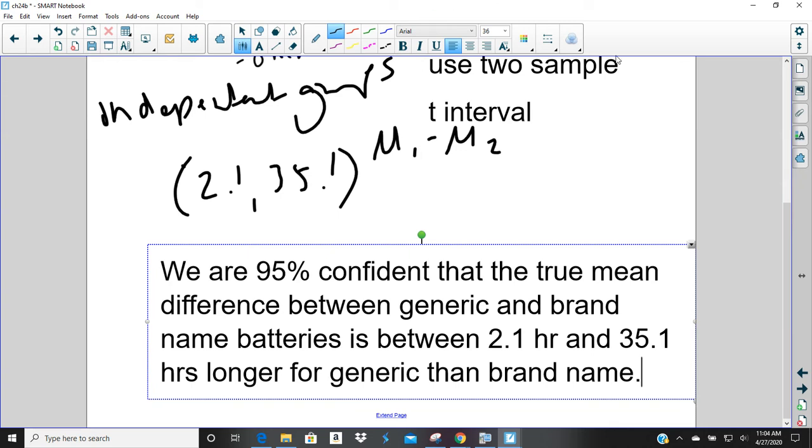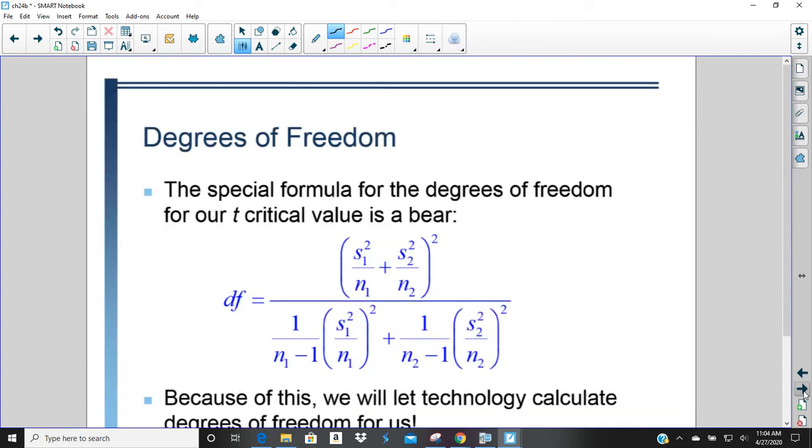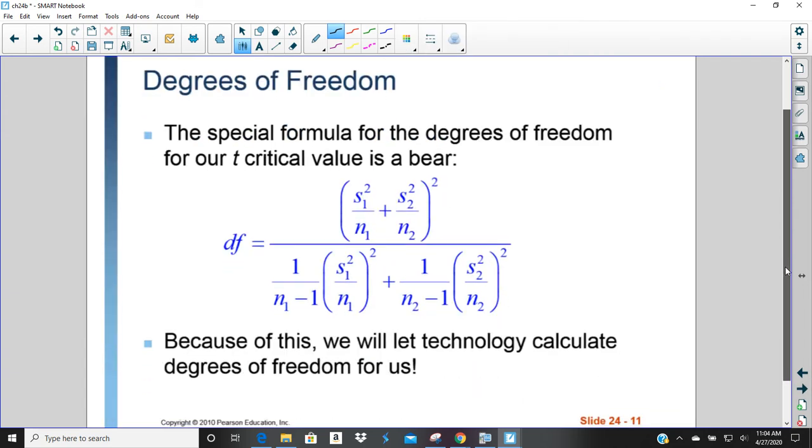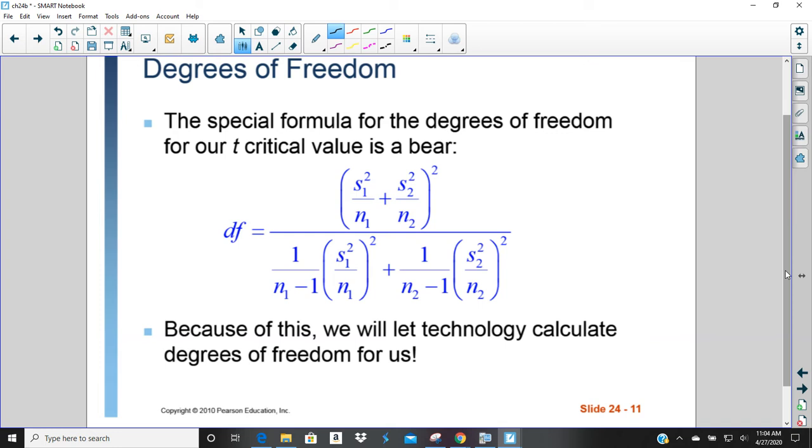Okay, good. So now let's go on to the next question. Before we move on, they are giving us the degrees of freedom calculation, which we will never have to do, but for those of you who are into numbers, here it is. That is why we just use the calculator for it. I'm going to move on, but they give it to us.